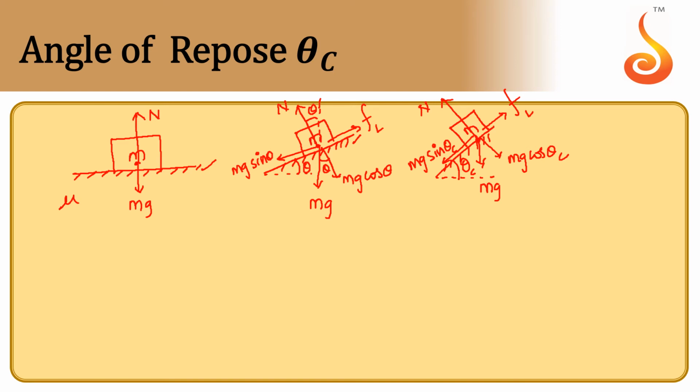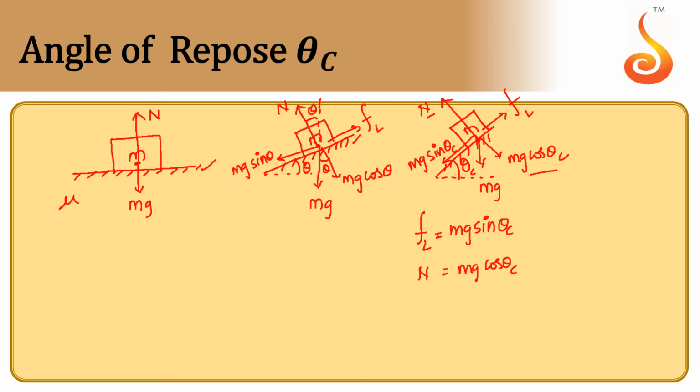Therefore the block is about to slide, so the angle at which the block is about to slide is called the angle of repose. Here normal reaction is being balanced by one of the weight components, mg cos theta, and limiting friction is being balanced by mg sin theta. That means limiting friction is equivalent to mg sin theta and normal reaction is equivalent to mg cos theta. So I am writing here. Limiting friction is equal to mg sin theta c, and normal reaction is equal to mg cos theta c.